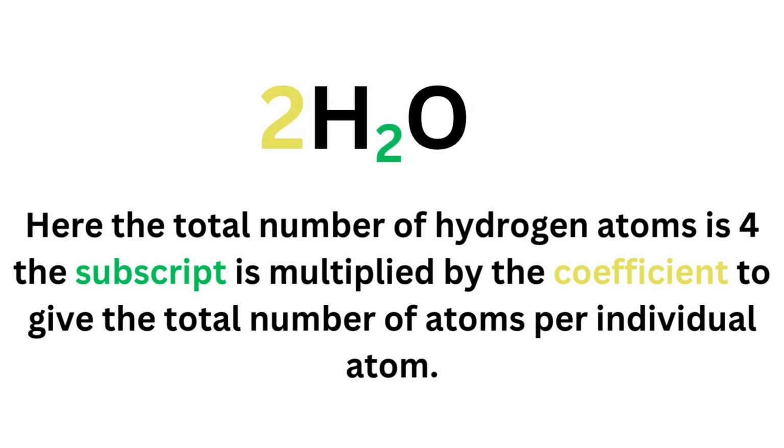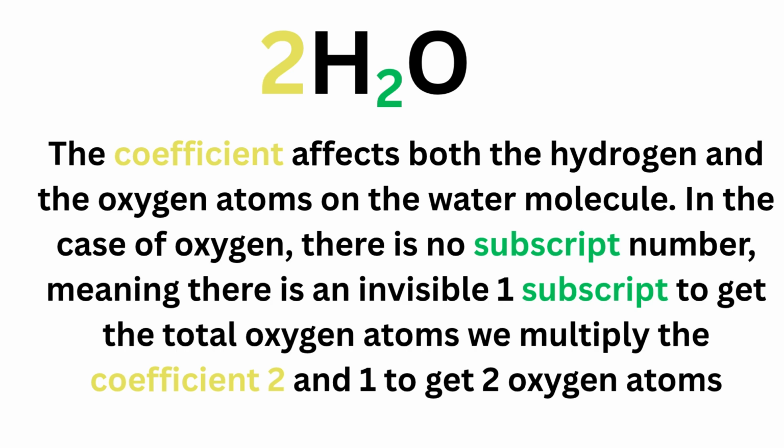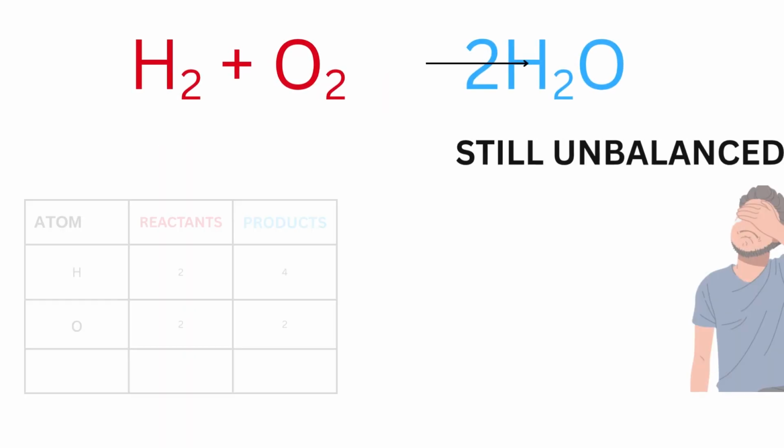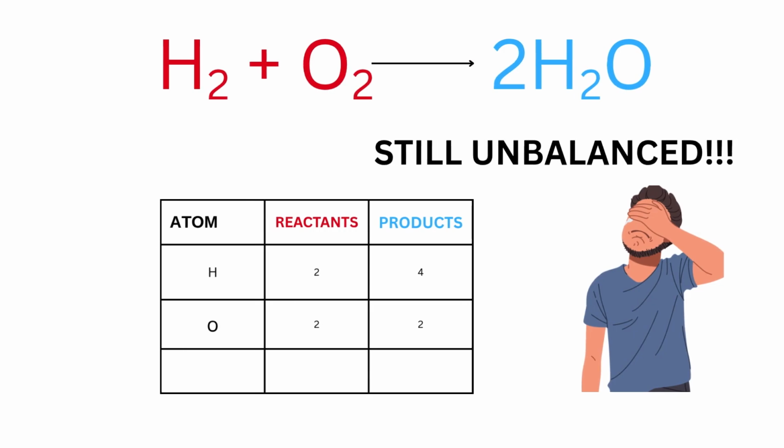On the other hand, there is no subscript on the oxygen. There is no subscript number, meaning there is an invisible 1. If we multiply the coefficient 2 and 1, we end up with 2 oxygen atoms. We are not out of the woods yet, because now only the oxygen is balanced on both sides.